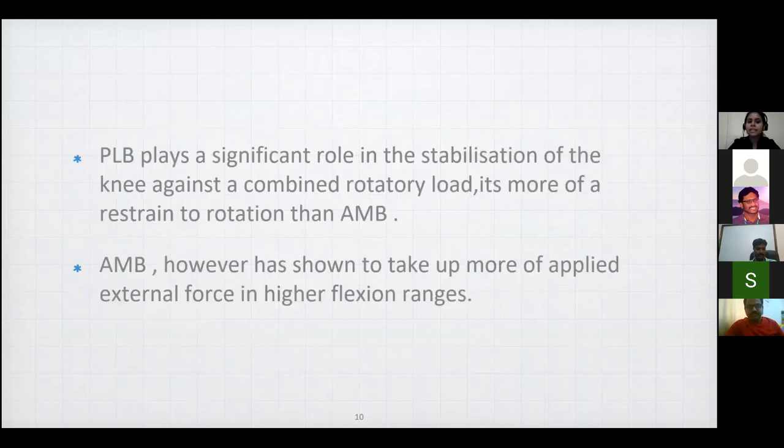The PLB plays a significant role in the stabilization of the knee against a combined rotatory load. It's more of a restraint to rotation than the AMB. The AMB, however, has been shown to take up more applied external force in higher flexion ranges.